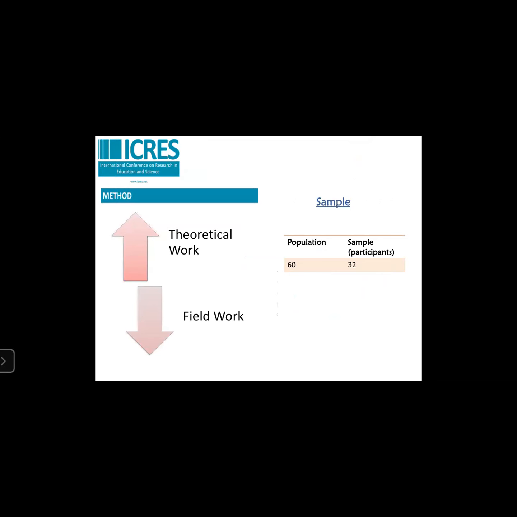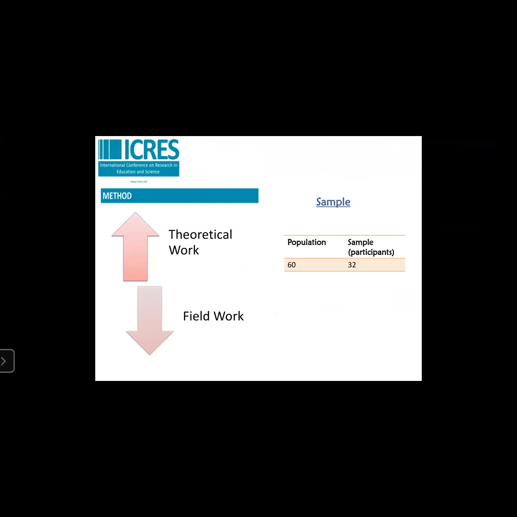So for the methodology of the study, to validate the suggested hypothesis, a research work has been undertaken at ENS of Laghouat with second-year students who represent the whole population of the study, which is 60 students, and only 32 students participated in the study.